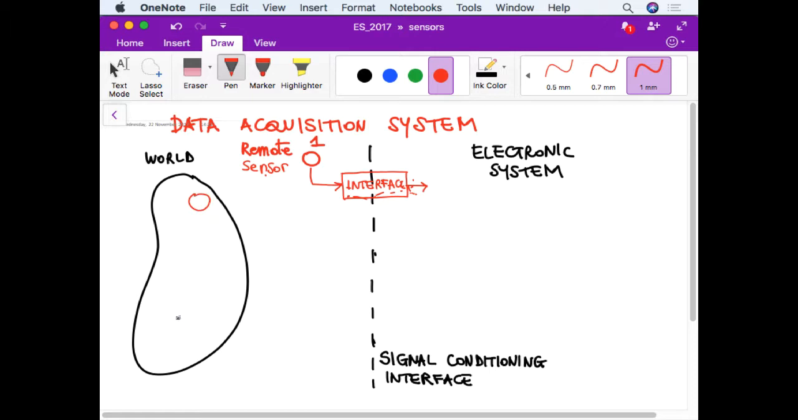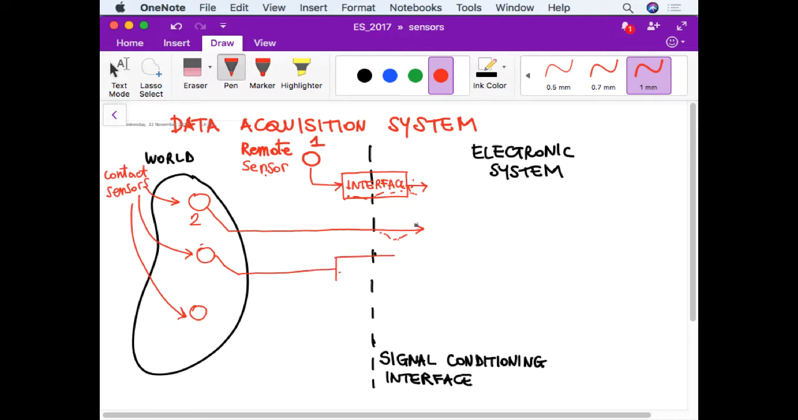And then we can have some contact sensors. These contact sensors can be of different types. For example, some of them can already provide the signals in a form which does not require a specific interface, so that they can enter directly into the electronic system, or some others can actually require an interface.